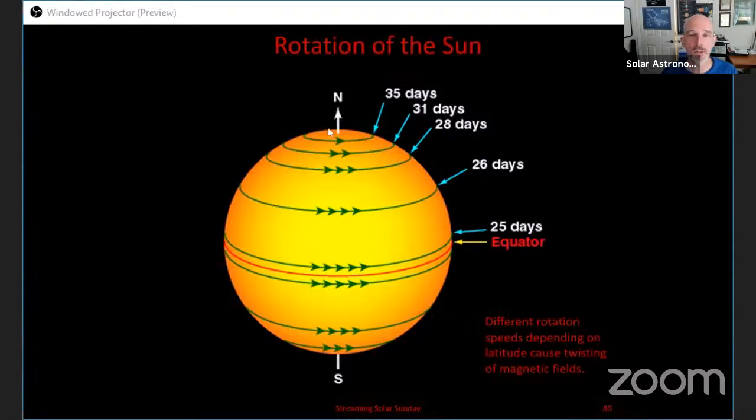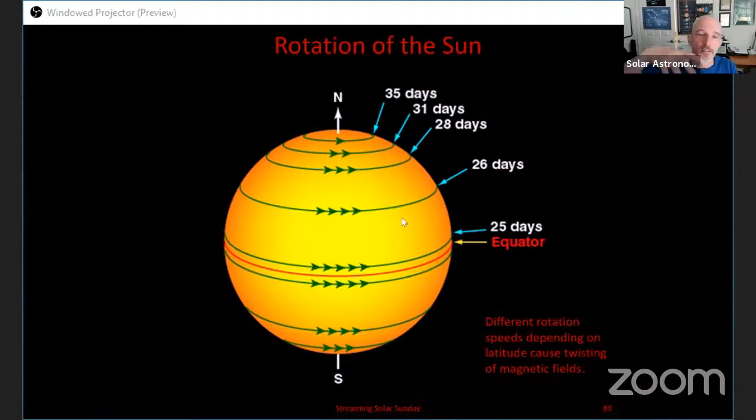Here's a diagram of the sun. This is the geographic north of the sun. The sun is rotating just like the Earth rotates around its axis. But because the sun doesn't have a rocky, solid surface, there's some special stuff going on here. If you were standing near a pole, it would take you 35 days to spin all the way around. But if you were standing on the sun's equator, strangely, it takes a lot less. You need only about 25 days to spin all the way around. This is what's called differential rotation.